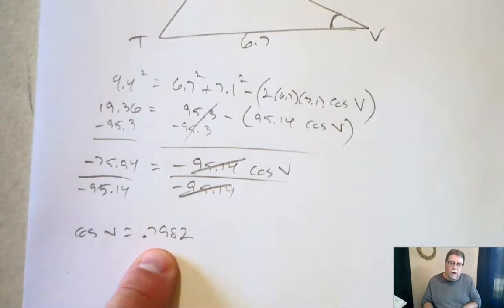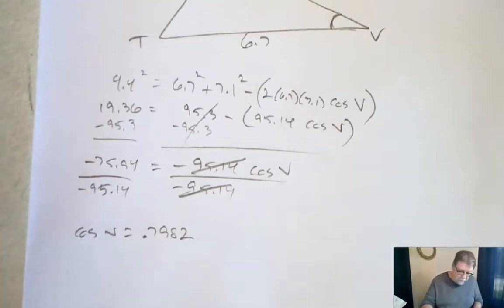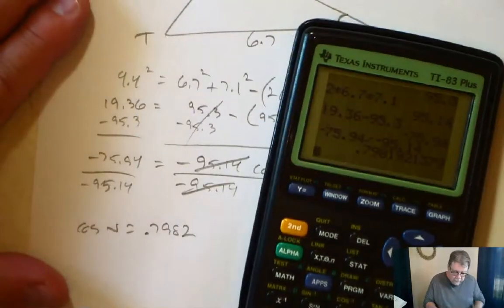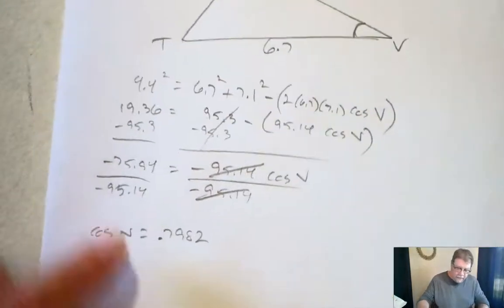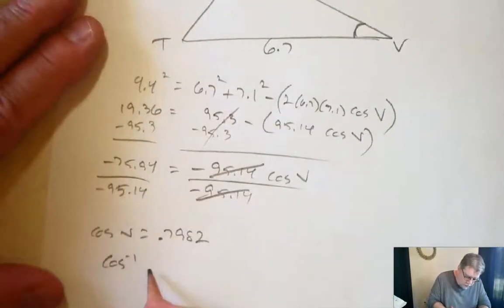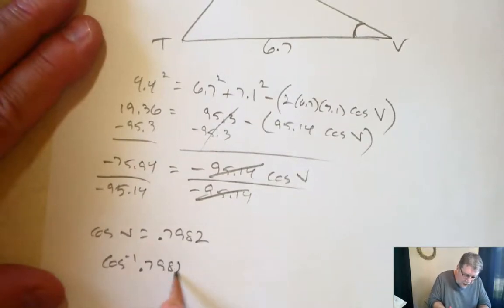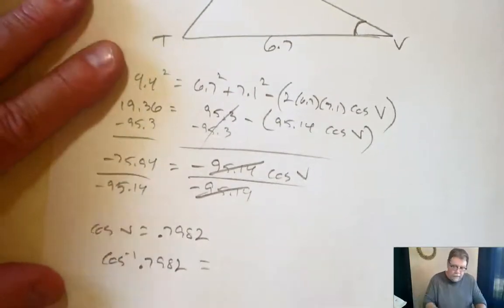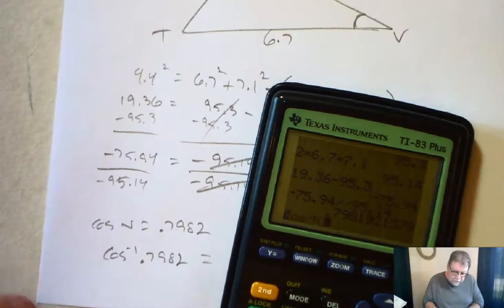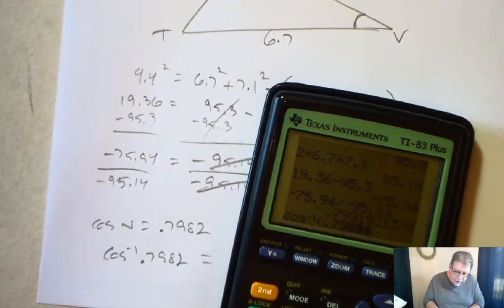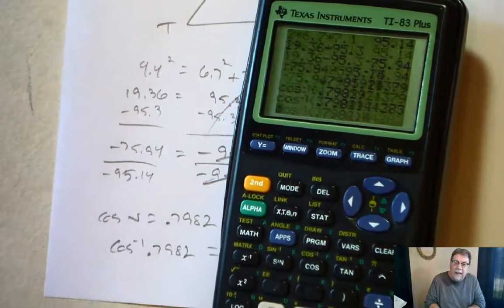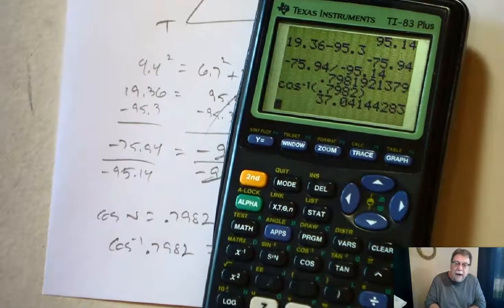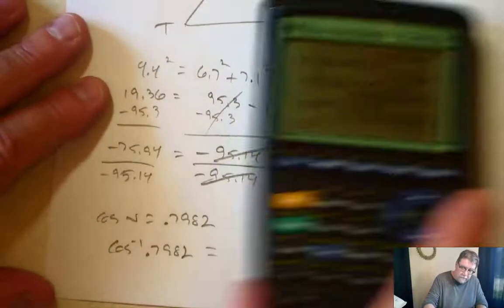If that's bigger than 1, you've made a mistake. Go back and check it. And then I need to take the inverse cosine of 0.7982. That'll give me the angle. So I do inverse cosine of 0.7982, which I have written at the bottom, and that tells me approximately 37 degrees.